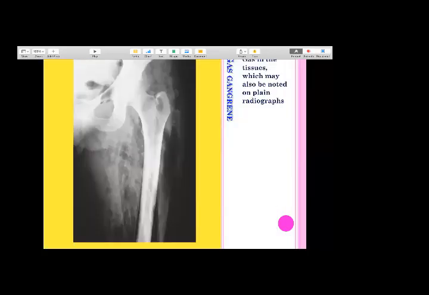Obviously, there's gas gangrene going on. Gas in the tissue can also be noted on plain radiographic x-rays. Out here, you can see small black shadows, small and circular, on the superficial side as well. These are all gas gangrene.